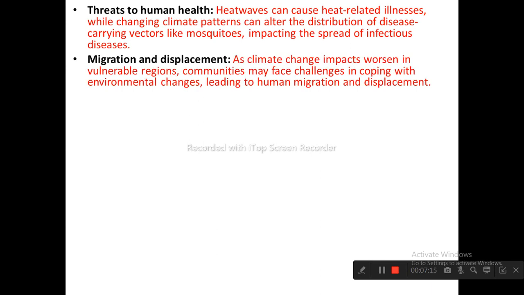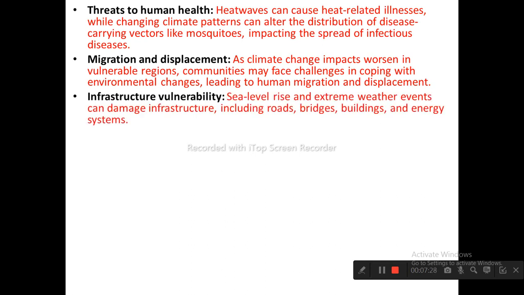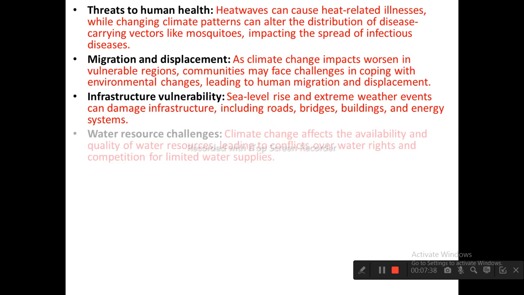Next one is migration and displacement. As climate change impacts worsen in vulnerable regions, communities may face challenges in coping with environmental changes, leading to human migration and displacement. Next one is infrastructure vulnerability. Sea levels rise and extreme weather events can damage infrastructure including roads, bridges, buildings, and energy systems.